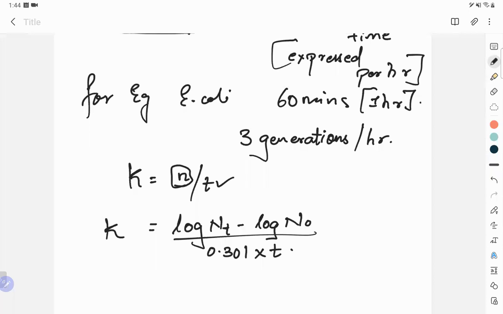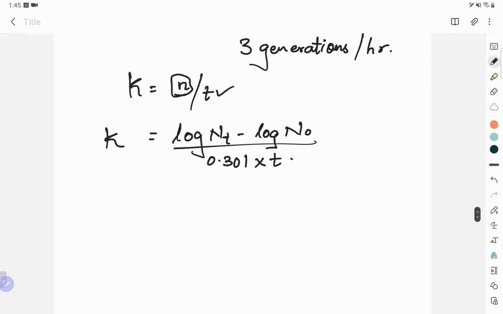The formula for small n we have already found out using the derivation that we have done till now. So that is log of Nt minus log of N0 by 0.301. If I substitute that n over here, I am going to end up dividing it by small t. So it is going to be log of Nt minus log of N0 upon 0.301 into small t. Is that very clear?